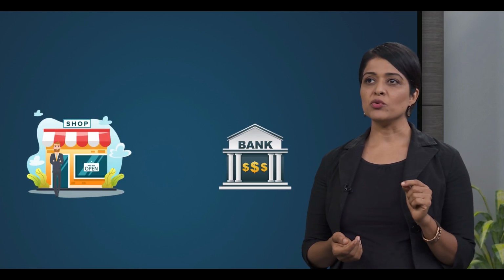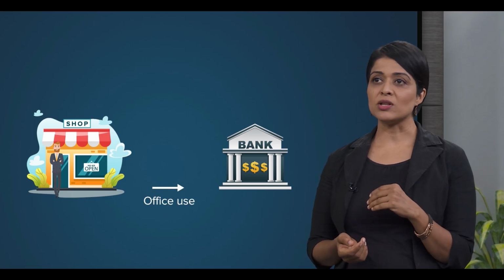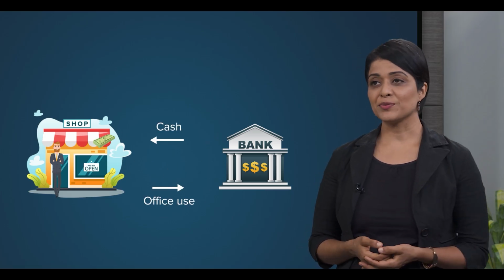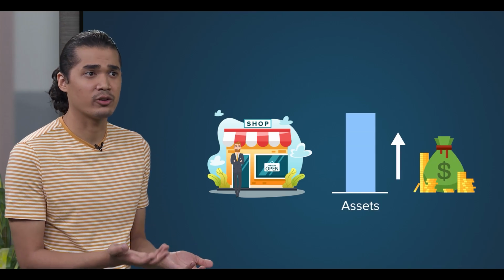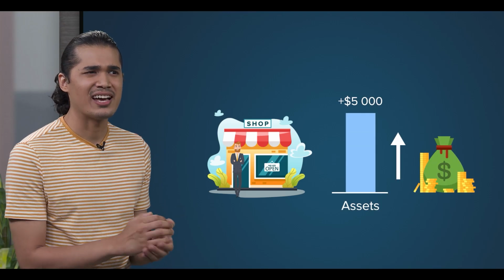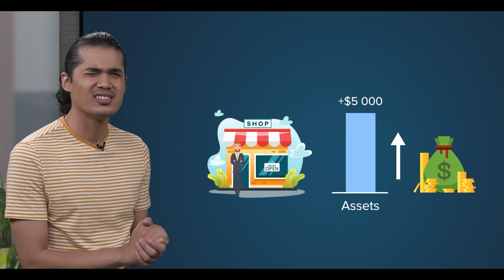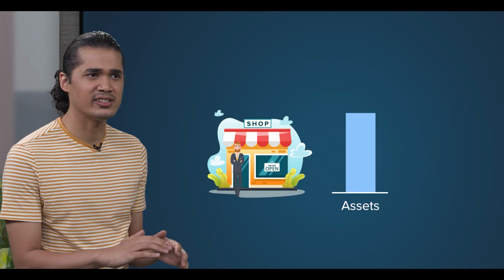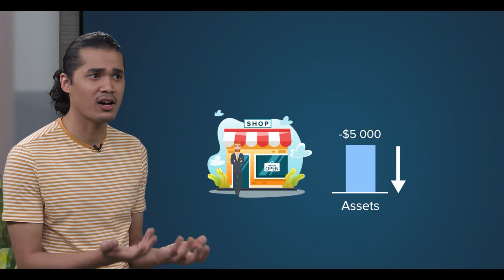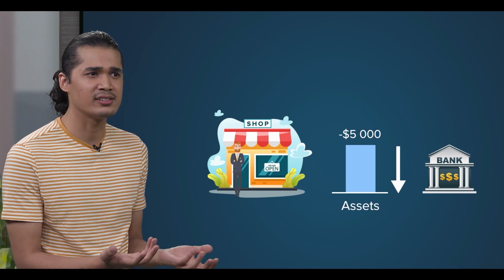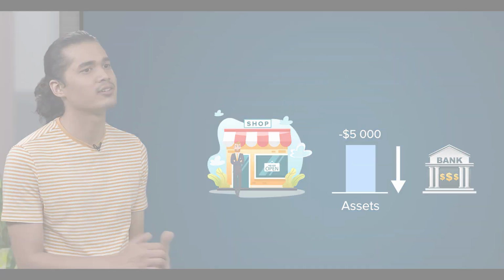Got it. Great. Now, let's use an example to illustrate what we've just learned. So, what would happen if the business owner withdraws $5,000 in cash for office use? Well, the asset will increase by $5,000 as the cash would increase. Simultaneously, there is a decrease in assets by $5,000 because the bank balance also decreases by the same amount.